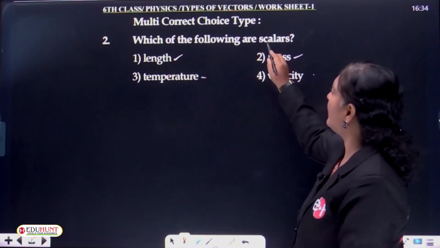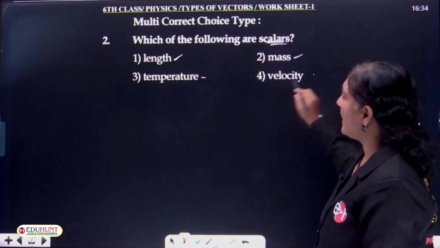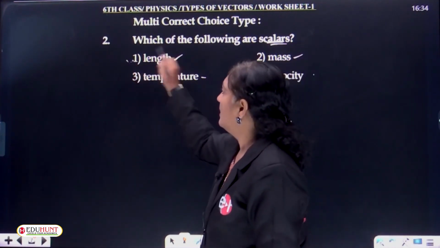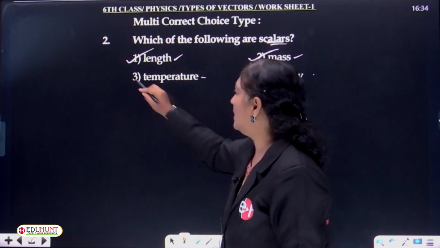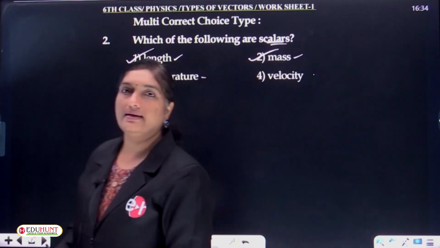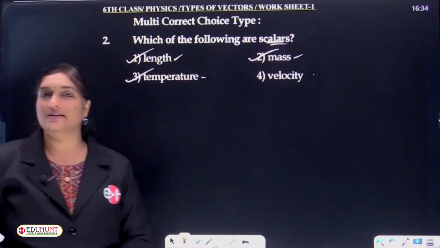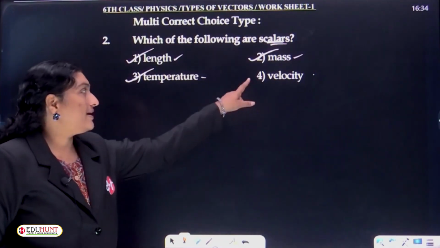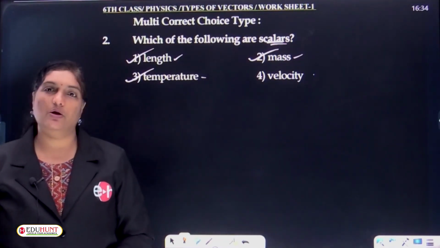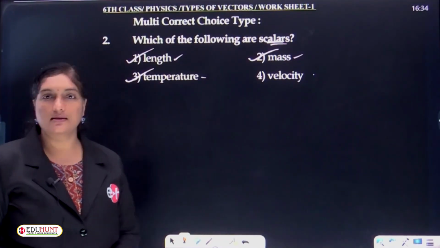So what are you asked to find out? The scalars. The scalars among the given options are length, mass and temperature. They have only magnitude but no direction, whereas velocity is a vector quantity because it has both magnitude as well as direction.